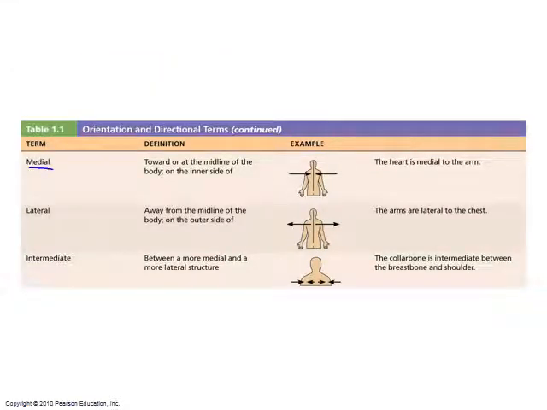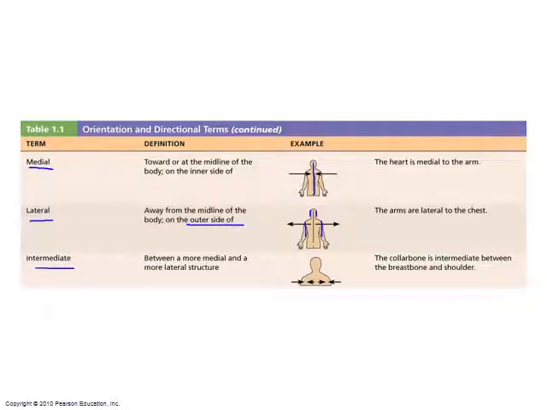Next, we have medial. Medial will be running down the middle. So think of your spinal column, right? Your vertebral column or spinal cord, that would be something that's medial. Lateral would be the sides or the outer edge. So think of here and here. So your arms are lateral to your chest and your abdominal cavity. Your ears are lateral to your nose.